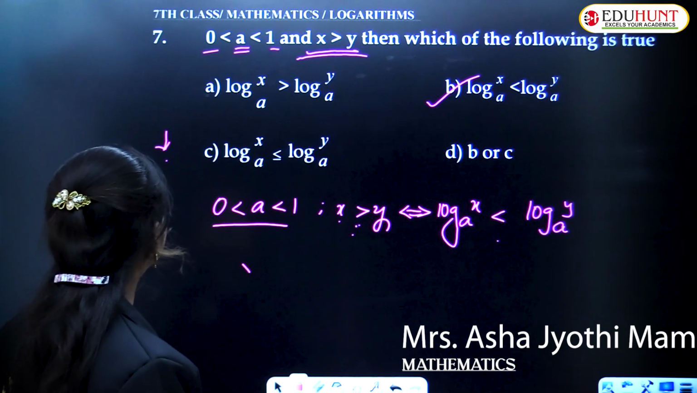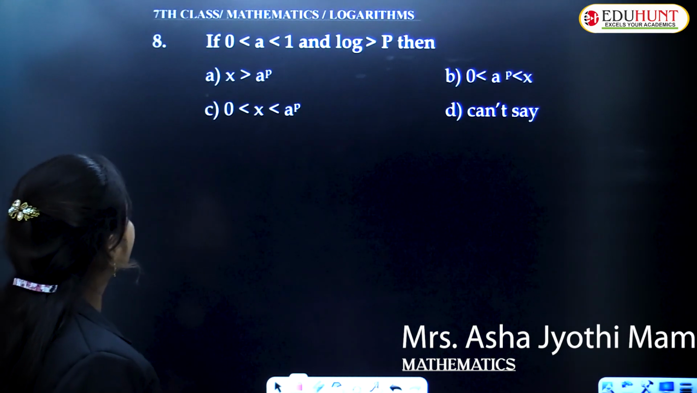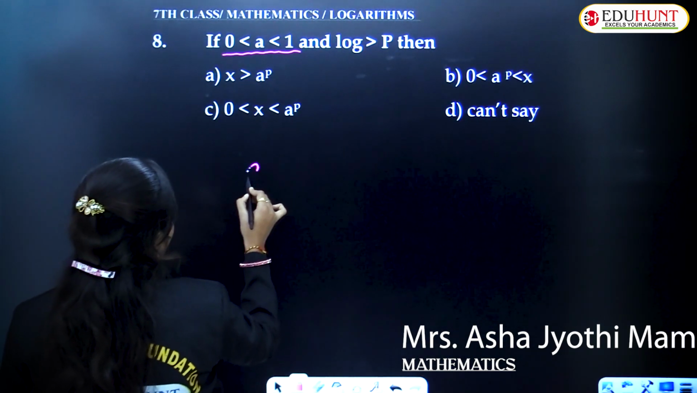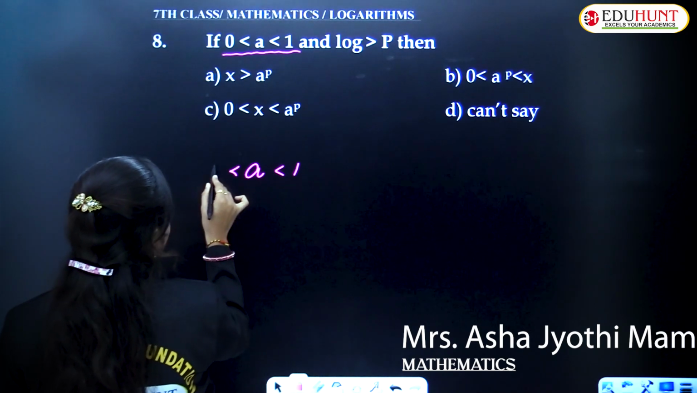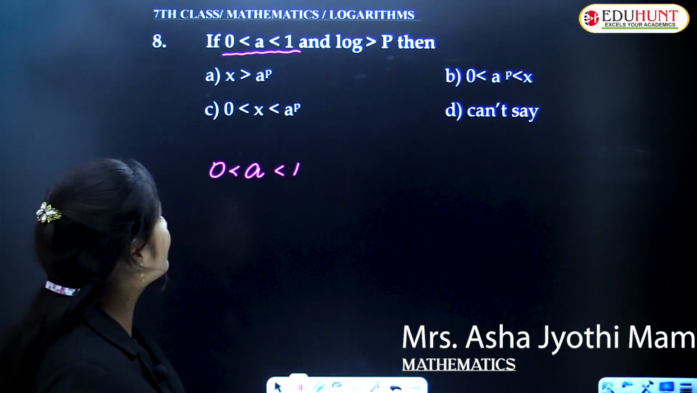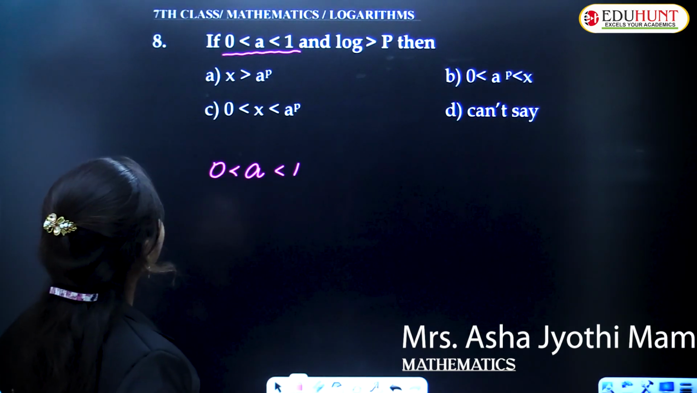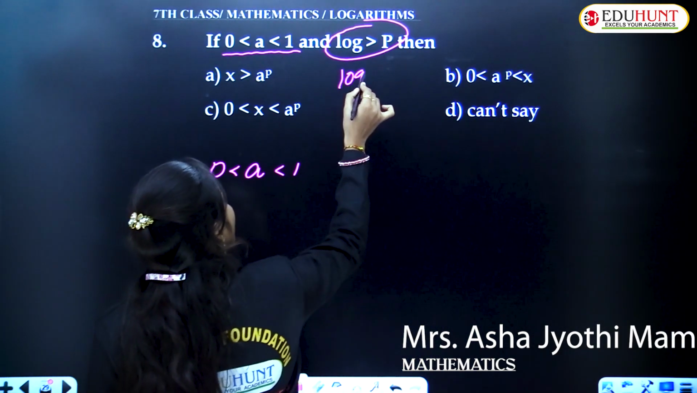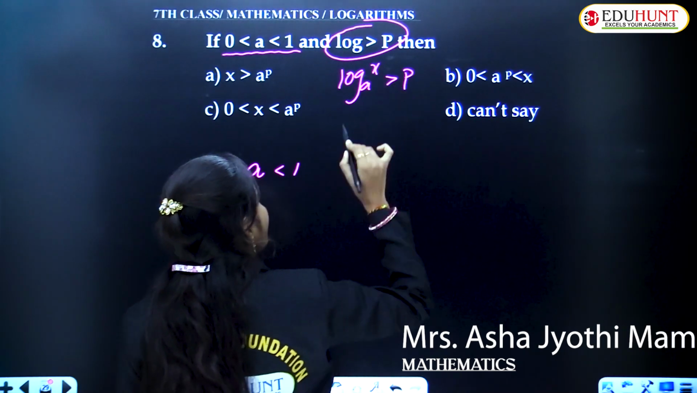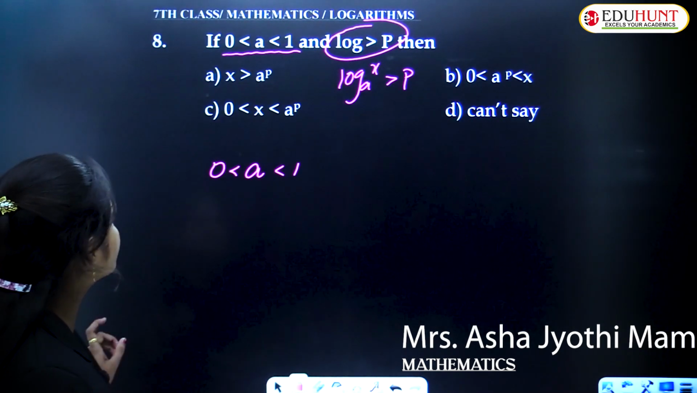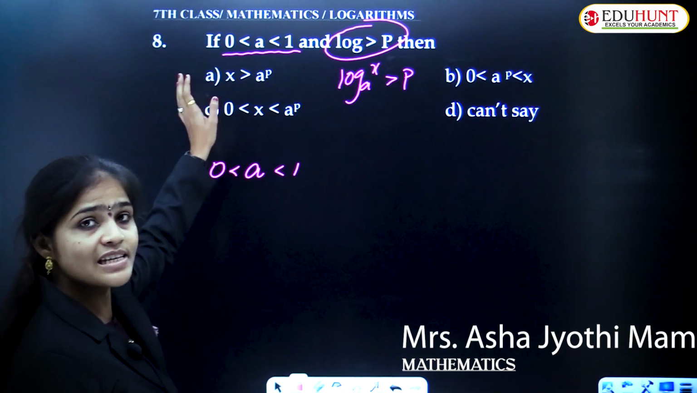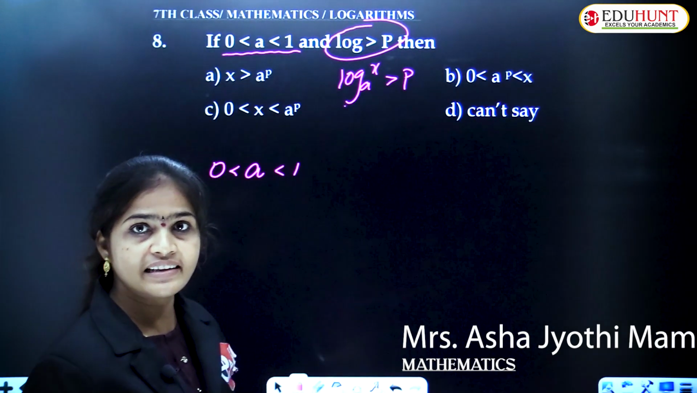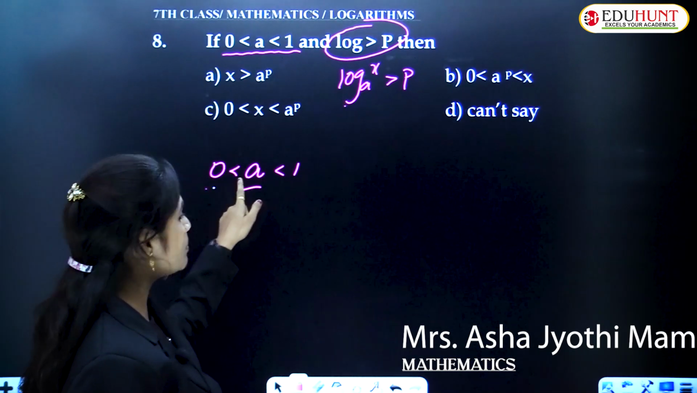Okay, children, see the next question. This is also like that only. 0 is less than a is less than 1, which means a lies between 0 and 1. And here something is missing. The question is log x to the base a is greater than p. Just change that. So here a lies between 0 and 1, and log x to the base a is greater than p.